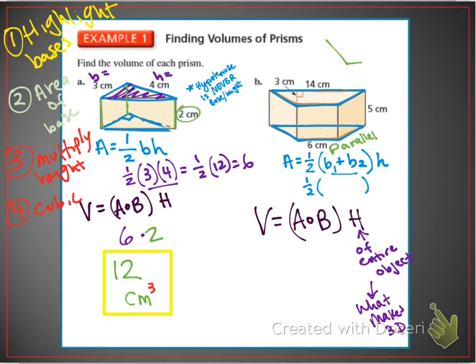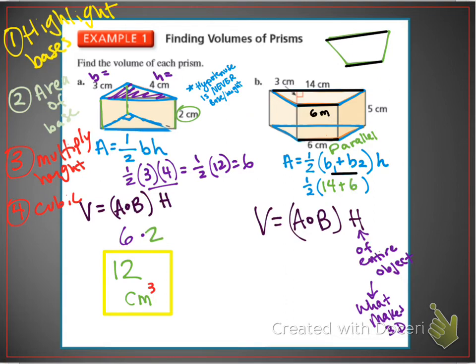Because if you remember, a trapezoid is a quadrilateral with two parallel sides. So you're going to find the two parallel sides, and they are the bases. So the parallel sides would be here and here. One of them is 14. The other is not labeled, but remember the top and the bottom, the two bases, are congruent and parallel. So if the bottom is 6 centimeters, that means the top is also 6 centimeters. So the other base is 6.